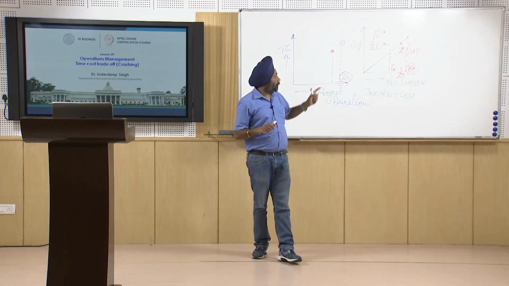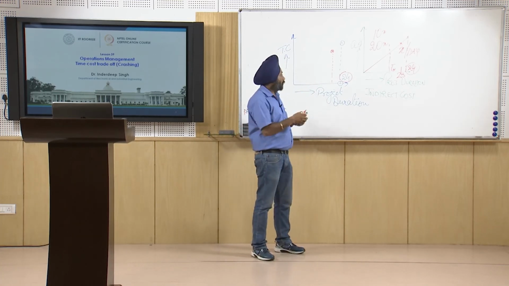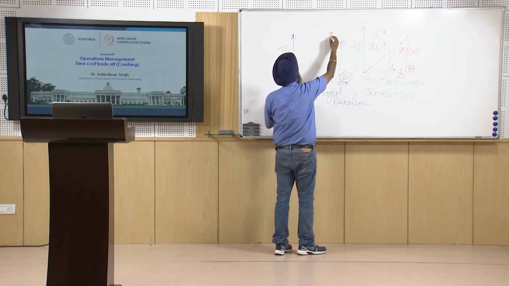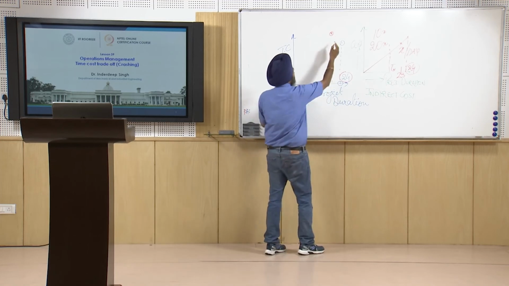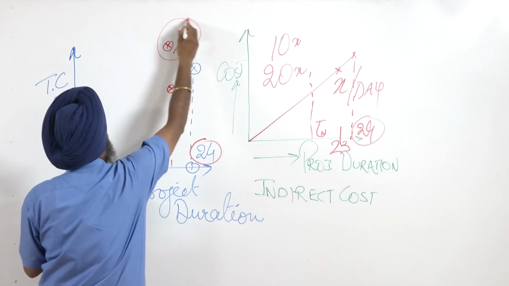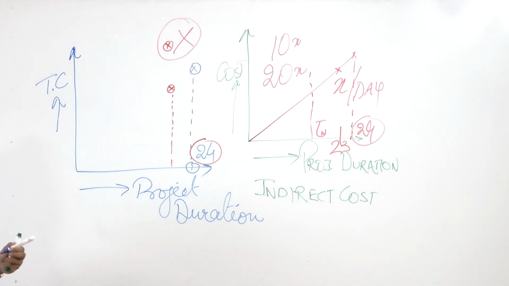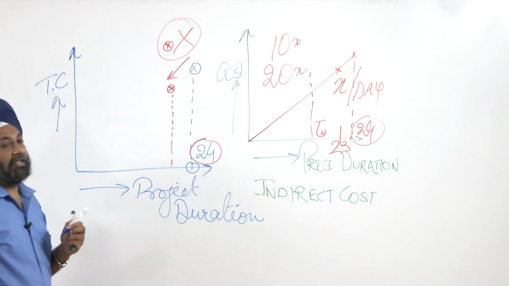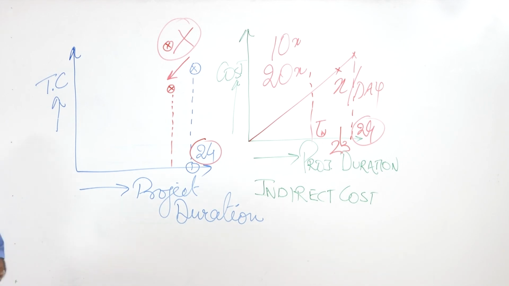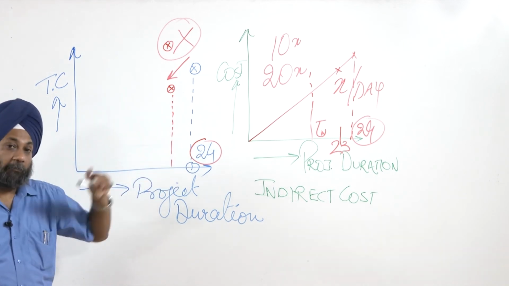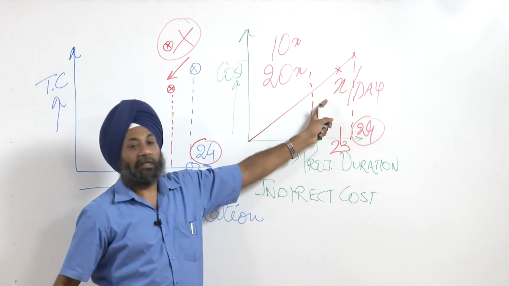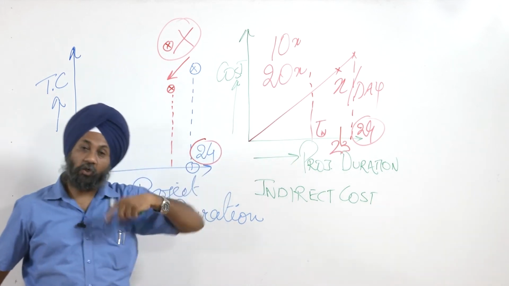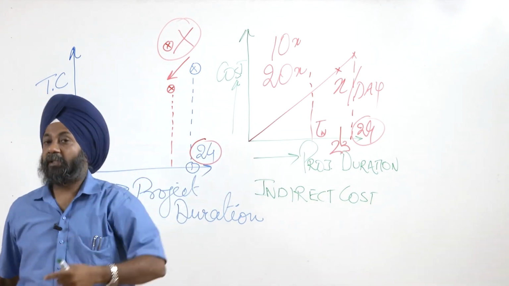But in case the total cost is increasing, suppose we reduce from 24 to 23 days and the overall project cost goes up, then there is no need of going for this crashing activity. So we will crash the activity only if there is a reduction in the overall project cost. We are doing a trade-off between the reduction in the indirect cost at the cost of an increase in the direct cost.